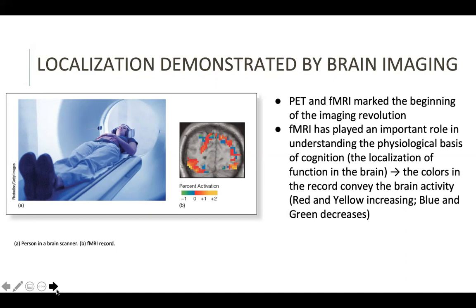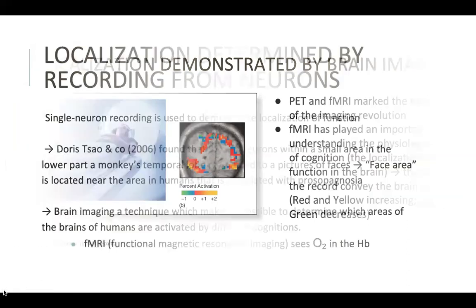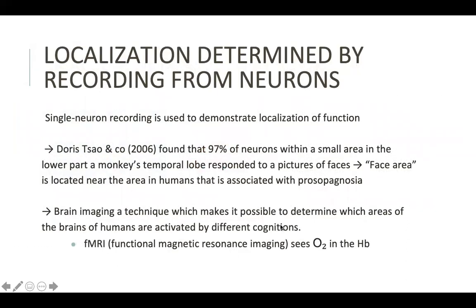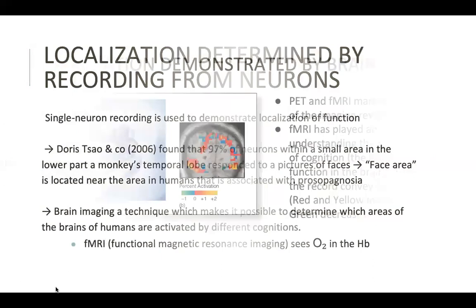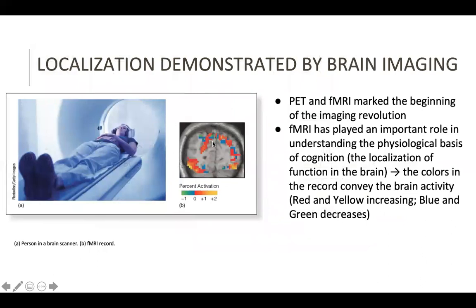So many of the brain imaging experiments that have provided evidence for localization of function have involved determining which brain areas were activated when people observe pictures of different objects. Basically, fMRI sees the oxygen level in the blood. So the tools can record the oxygen flow. Therefore, we can see which parts of the brain are activated.